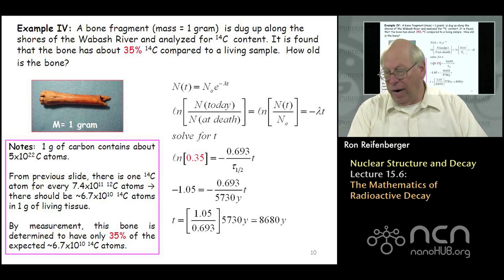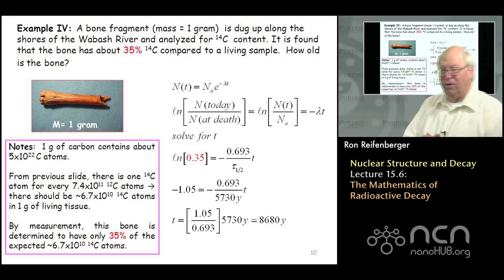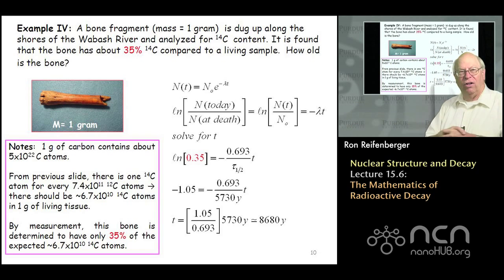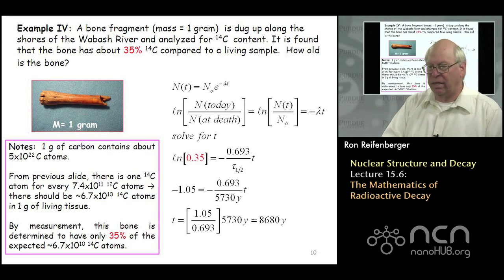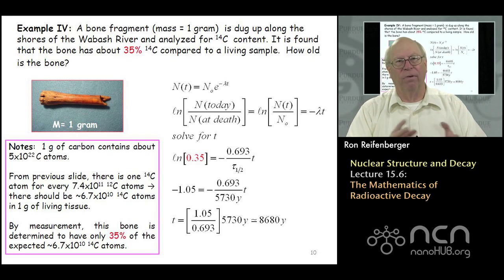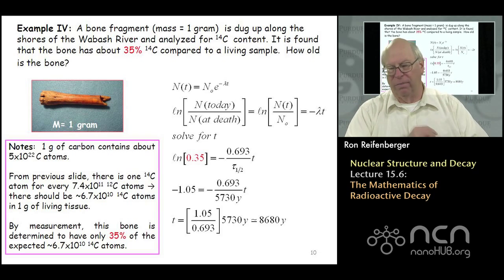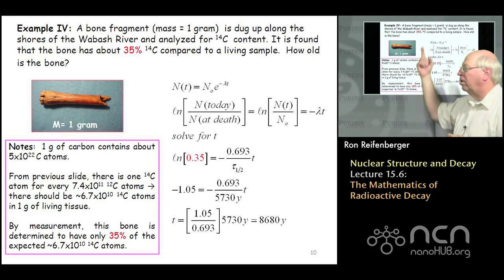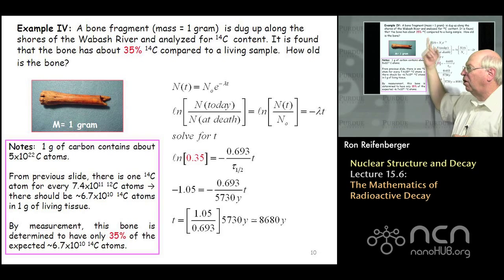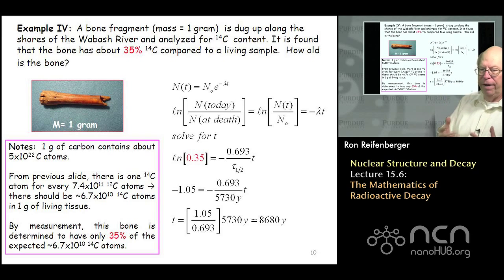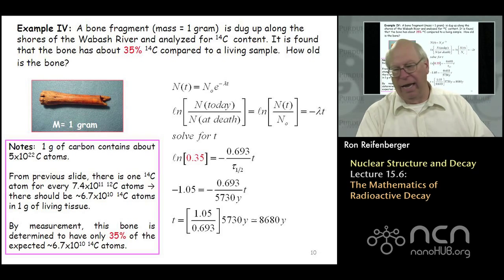So to try to illustrate that, I'll just work out an example that I cooked up. Let's say you're walking along the Wabash River outside of Purdue. You happen to find an old bone on the shore. And what you do is you take that bone to a laboratory and you ask the laboratory to analyze what the carbon-14 content in that bone is. So let's pretend that the laboratory makes a measurement and they say, to our best guess, there's 35% of the carbon-14 in that bone now compared to what it would have been if it were alive today.